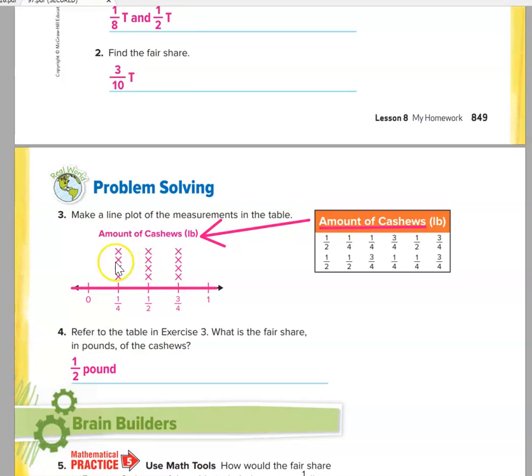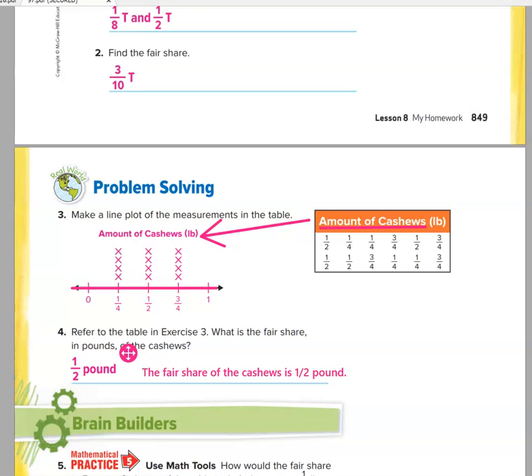They're not getting all zigzaggy or different sizes, because it's really hard to read a line plot chart when it's looking all uneven. Now the next part, number 4, says, what is the fair share in pounds of the cashews? And the fair share was 1/2 pound. And it would be great to say, the fair share of the cashews is 1/2 pound. If you said that as the answer sentence, that's exactly the way it should look.